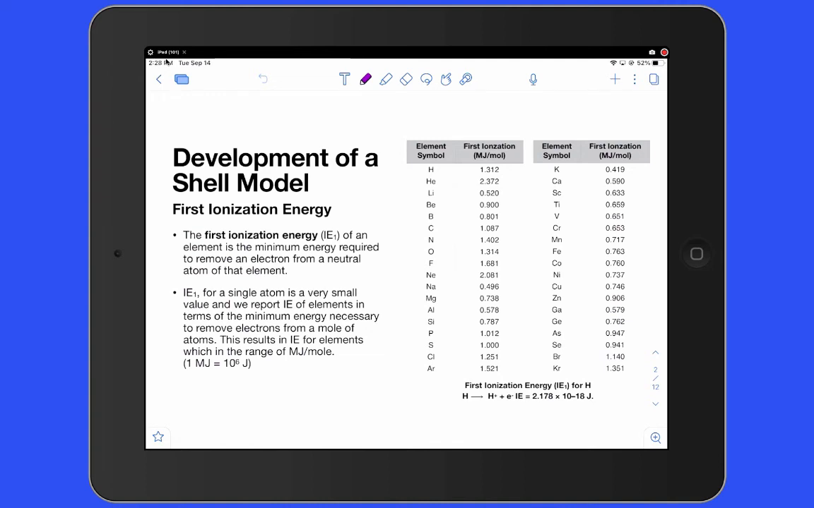And ionization energy was used. So I think we have a pretty decent idea of what ionization energy is. It's the amount of energy required to remove an electron. But now we've got to be a little bit more specific. The term we're going to use here is called first ionization energy. And the definition is fairly simple. The first ionization energy of an element is the minimum amount of energy required to remove an electron.